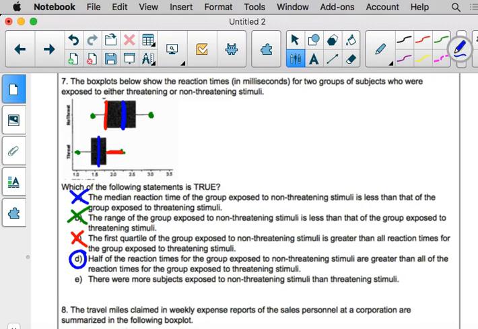So here, let's consider E just to make sure that we've made the right choice. There were more subjects exposed to non-threatening stimuli than threatening. Well, again, you can't tell that in a box plot. It tells you nothing about the amount that are in each group, okay? So this is something you should not be saying. Box plots don't compare amounts, they compare percentages.